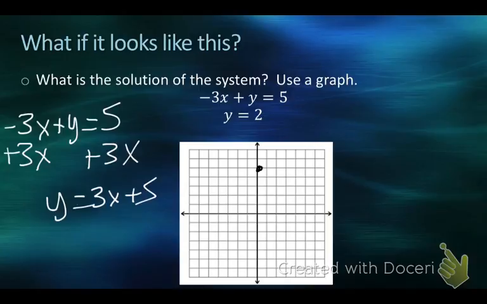Down 3, over 1. Down 3, over 1. Okay, I'm going to take my straight line. Going to draw a line through every point. And then I'm going to draw the line of y equals 2. Well, I should know that y equals 2 is a horizontal line, and the slope is 0. And so at y equals 2 is my line that goes like this. So that should be pretty obvious that it crosses right here, and that's at negative 1, 2.